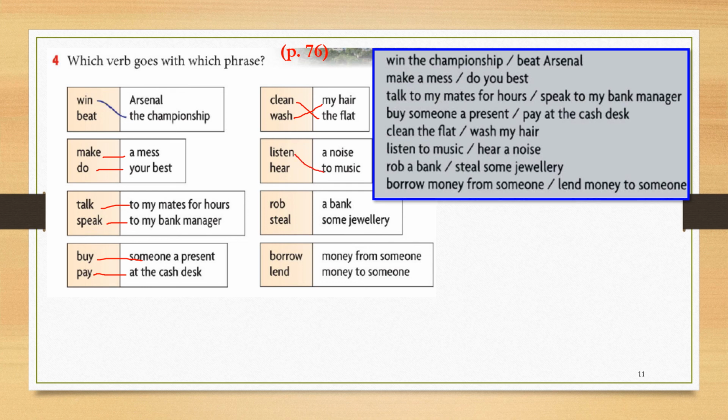Listen to music. Hear a noise. Rob a bank. Steal some jewelry. Right? Steal. Borrow money from someone, or borrow money to somebody. Borrow money from someone and lend money to somebody in here.